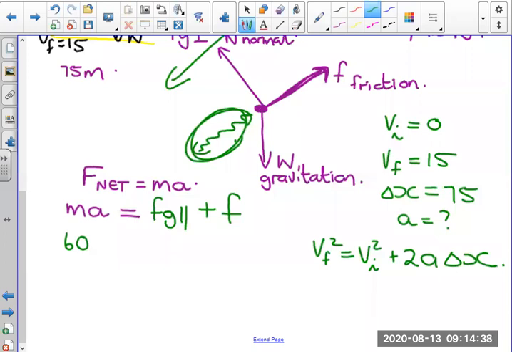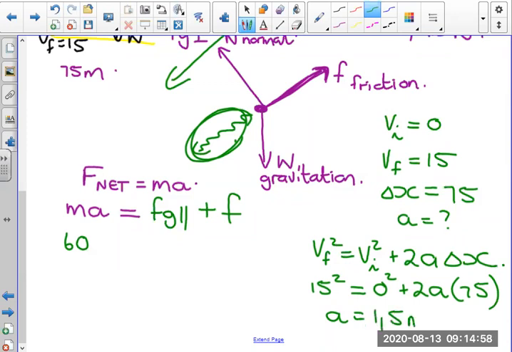They say 15 is the final velocity. Initial velocity is 0 plus 2 times, I want the a, and the distance is 75. So when I work this out, I'm going to get an acceleration of 1,5 meters per second squared. Now, I don't have to give a direction in this case. The only thing that I need to do here is to get a magnitude for the acceleration.